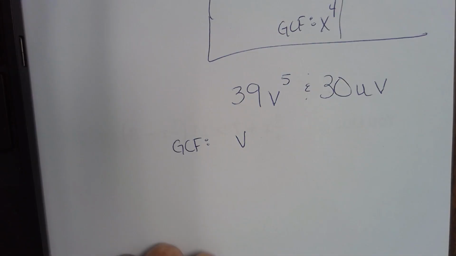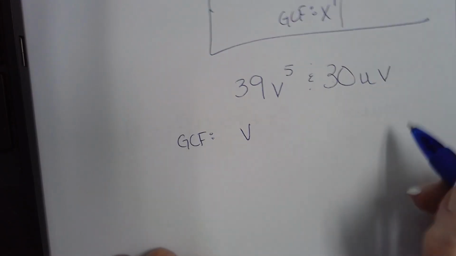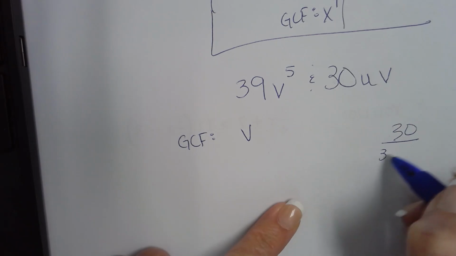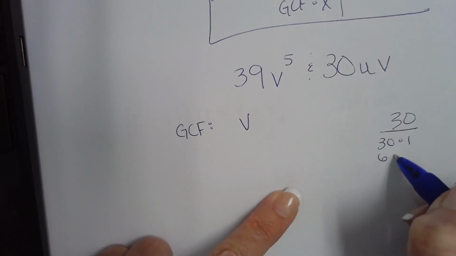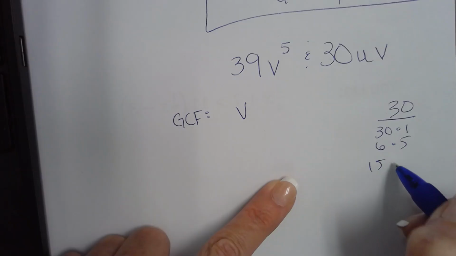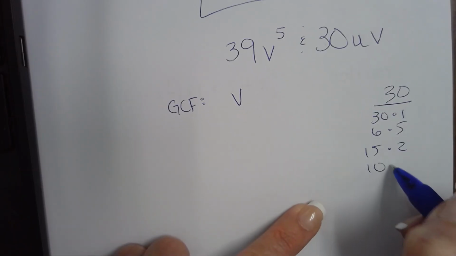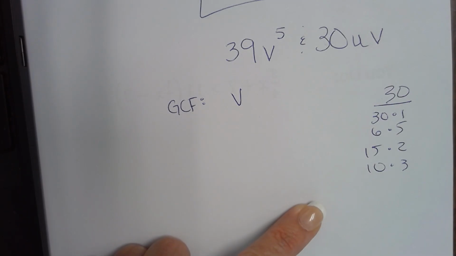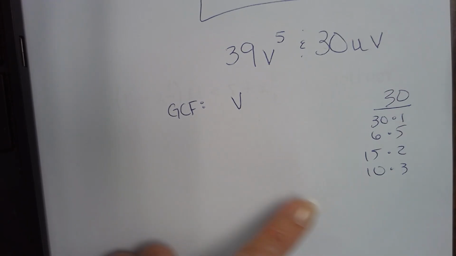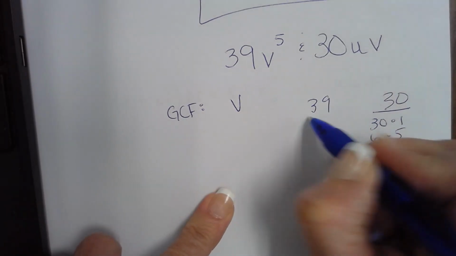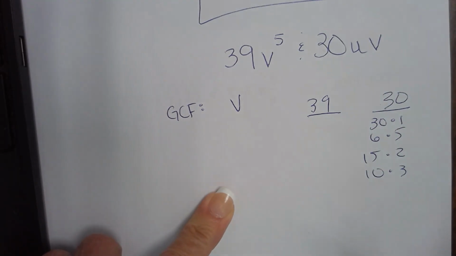Now let's do our coefficients. So factors for 30. We've got 30 and 1. We've got 6 and 5. We've got 15 and 2. We've got 10 and 3. I think that's it, right? Okay, so y'all, the way I do this, I noticed some of y'all came over and you wrote factors for 39. Y'all, there's nothing wrong with that.